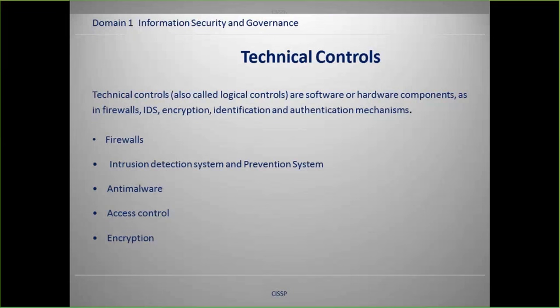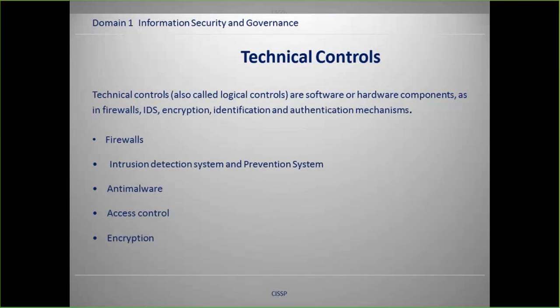So for anti-malware, you have antivirus and anti-spyware installed. Then you have access control. Access control is the first line of defense, by which you make sure that only authorized people are able to access the data. Access control is a way by which a subject accesses an object.